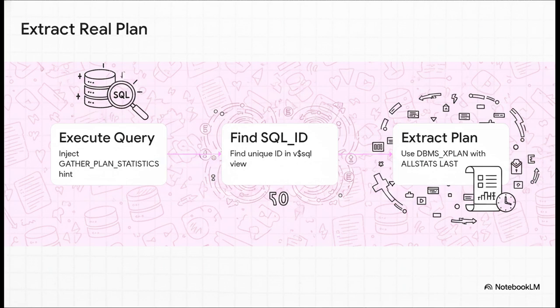Now, extracting this real microscopic plan is a super clean 3-step process. Step 1. Execute your query with that gather_plan_statistics hint injected right in there. Step 2. Find the unique alphanumeric SQL ID that Oracle assigns to every single query. You can grab that from the V$SQL dynamic performance view. And Step 3. Extract the actual runtime data using the built-in package DBMS_XPLAN.DISPLAY_CURSOR. And hey, quick pro tip here, the absolutely critical parameter you need to include is ALLSTATS LAST. That tells Oracle to fetch the statistics from the very last time the query actually ran.